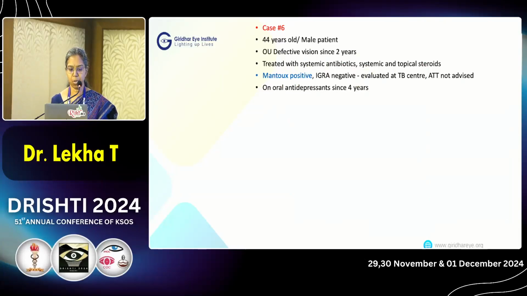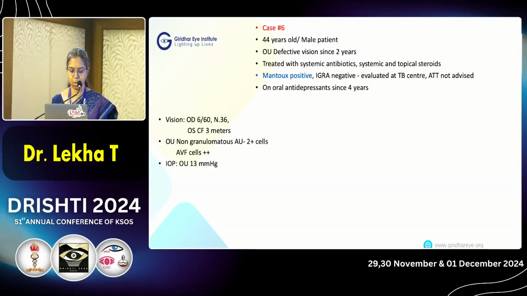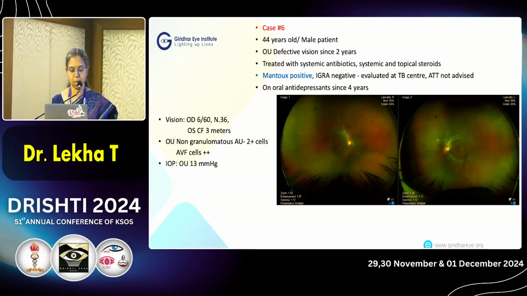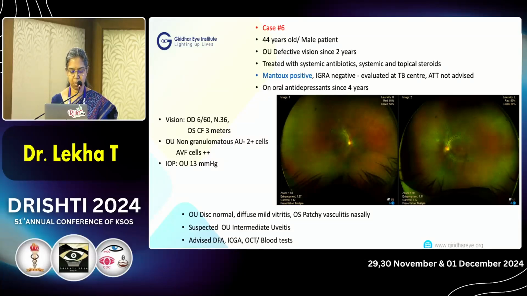This is a 44-year-old male who's been having defective vision for 2 years, undergone multiple treatment, TB ruled out. Vision was quite affected with 6/60 in one eye and counting fingers in the other eye. He had non-granulomatous anterior uveitis and also vitritis, and other fundus changes could not be made out very well because of the hazy view. So intermediate uveitis was considered and we proceeded with the workup.